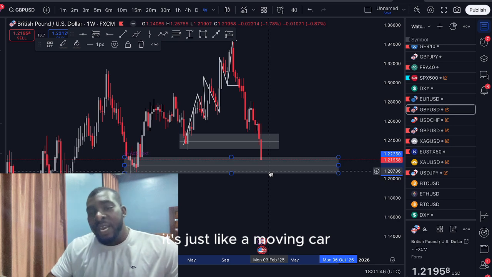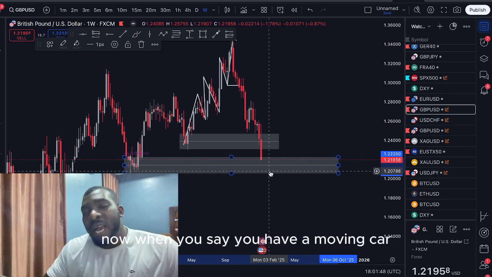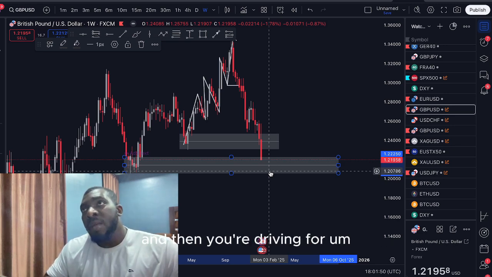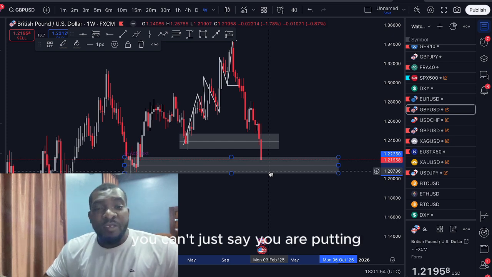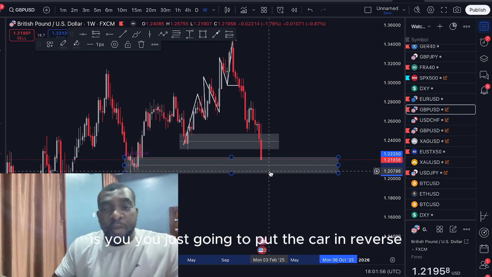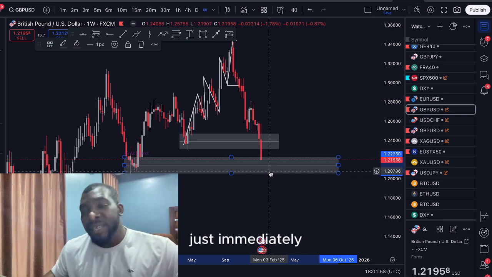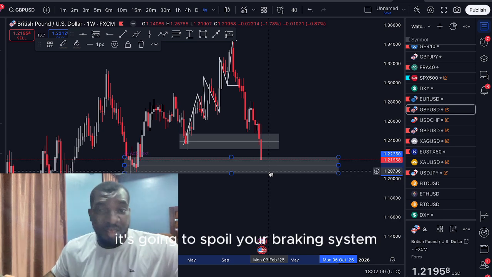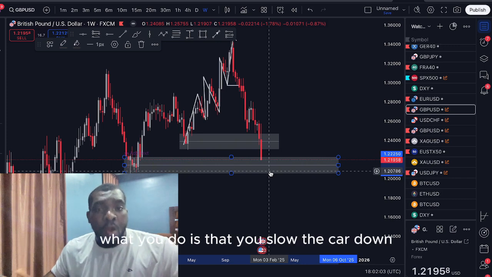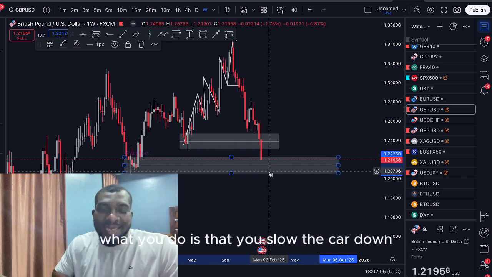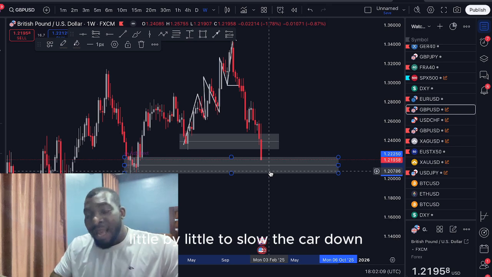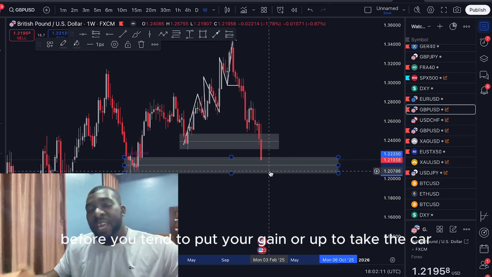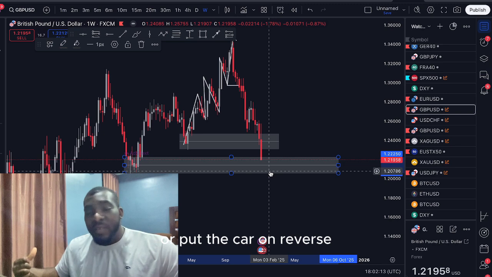It's just like a moving car. Now, when you have a moving car and you're driving at, let's say, 120 kilometers per hour, you can't just put the car in reverse immediately. It's going to spoil your braking system or your transmission system. What you do is slow the car down. You keep slowing the car, applying the brakes little by little, before you put your gear in order to put the car in reverse.